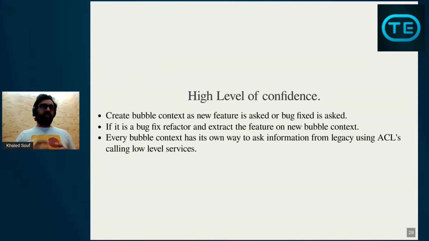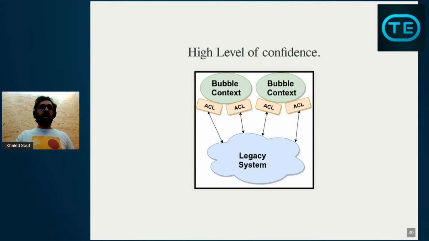And in this case, because you have so much confidence, if you need to call the legacy system, you're going to call the low-level operation of the legacy system because you are mastering the internals of the legacy system. And this is how it looks. So here you're going to have many anti-corruption layers. Why? Because I'm calling the low level of the legacy system here, here, and here, and here. And it's going to be usually different.